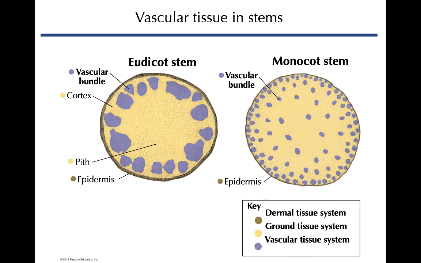I don't need you to know specifically where the xylem is and where the phloem is and all that kind of stuff. We'll just keep it simple for recognizing monocot, eudicot, and knowing a vascular bundle means the xylem and the phloem.